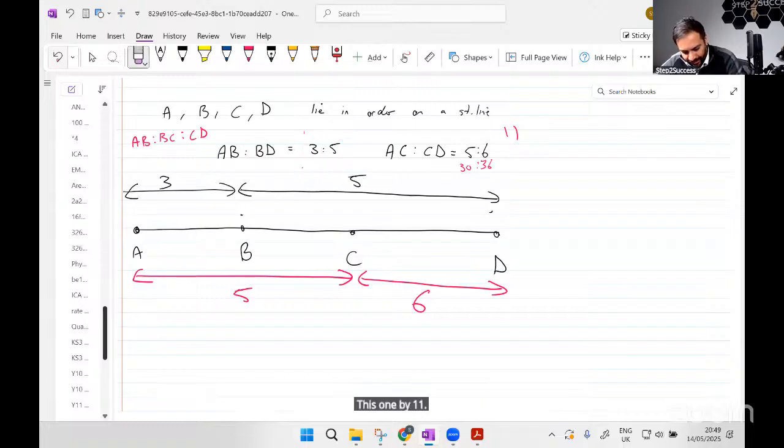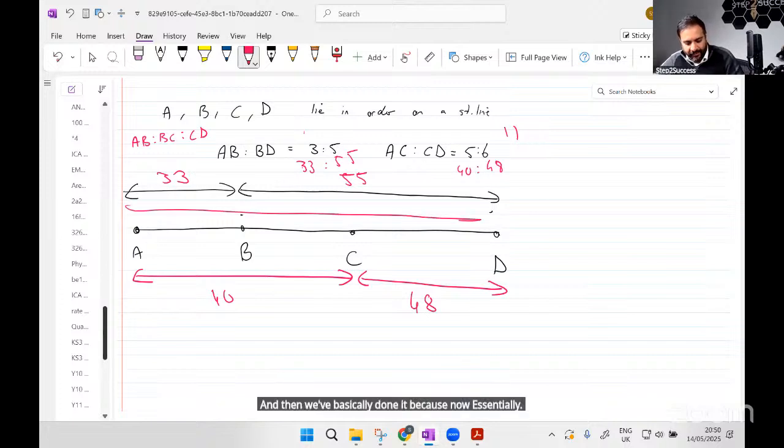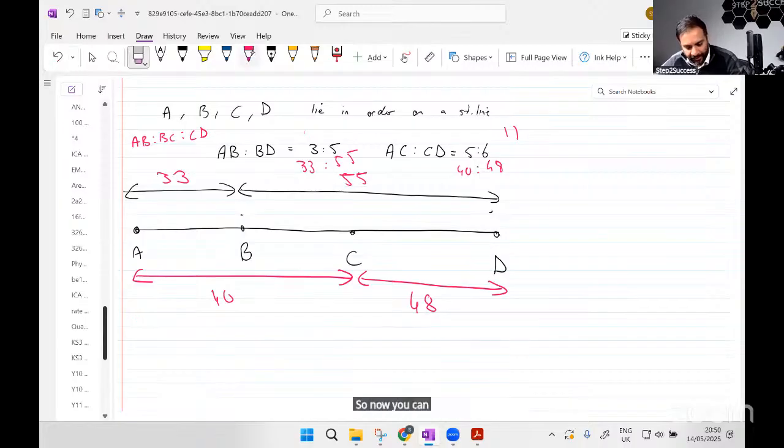by timesing this one by 11. So that'll be 33 to 55. And timesing this one by 8, so that's 40 to 48. And then we've basically done it. Because now 55 and 33 add up to 88, and 40 and 48 add up to 88. So now you can effectively figure out what each little bit is.